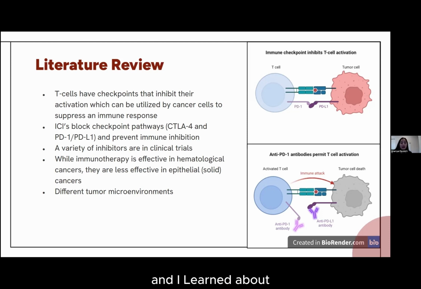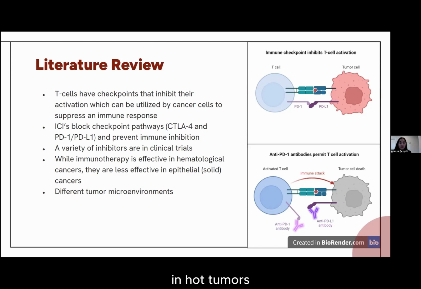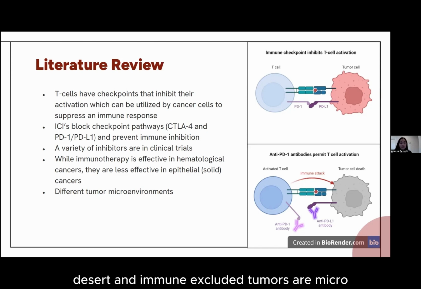And I learned about how checkpoint inhibitors are less effective in solid cancers as well as cold tumors. So hot and cold tumors refer to the tumor microenvironment. Immune inflamed tumors are also called hot tumors, and they are characterized by very high T cell infiltration. And checkpoint inhibitors are extremely effective in hot tumors. However, immune desert and immune excluded tumors are microenvironments that are referred to as cold tumors. That means there is a lack of T cell infiltration in these types of tumors.